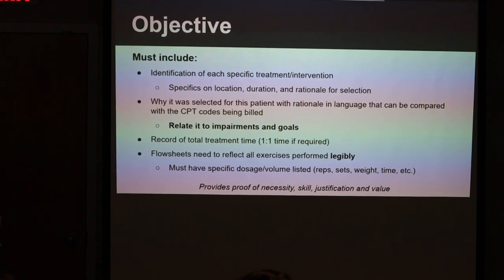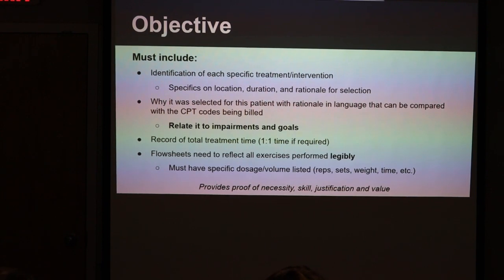So then, objective is pretty straightforward. There are some components though that we really want to emphasize that need to be included. This is where we identify what we did and what we're billing for. We need to have specifics on location, duration, and the rationale for that. So in our objectives, we can't just say that we did greater than 8 minutes of Therex to improve range of motion and strength. It needs to tie into the rationale for that CPT code, and also how it ties into their impairments and their goals.